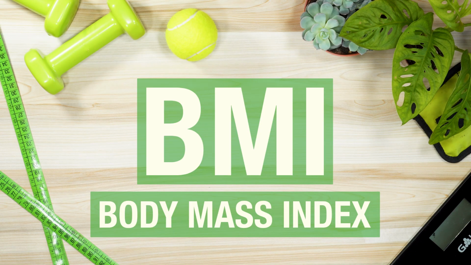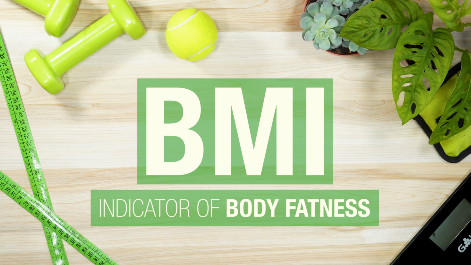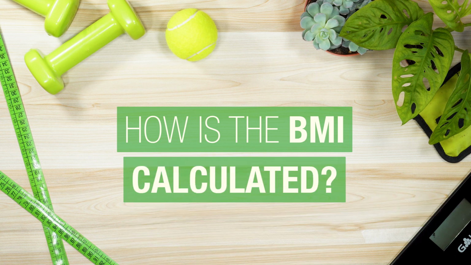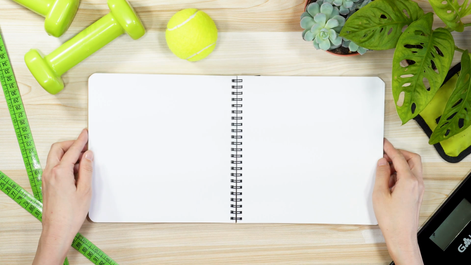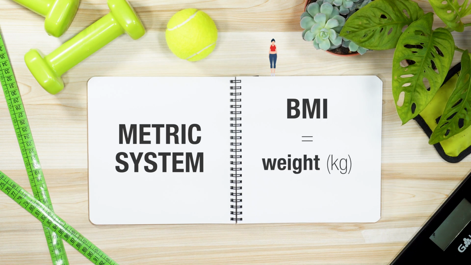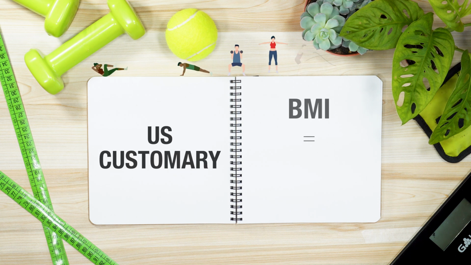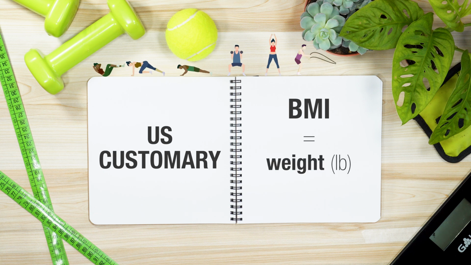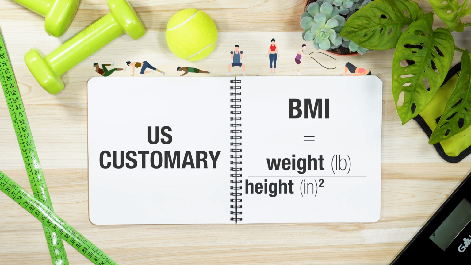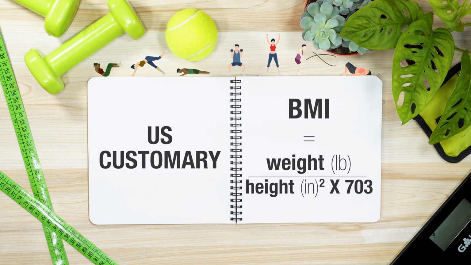BMI, or body mass index, is often used as an indicator of body fatness. But how is it calculated? The short answer is, in the metric system, weight in kilograms divided by height in meters squared, or in the US customary system, BMI equals weight in pounds divided by height in inches squared and multiplied by 703.